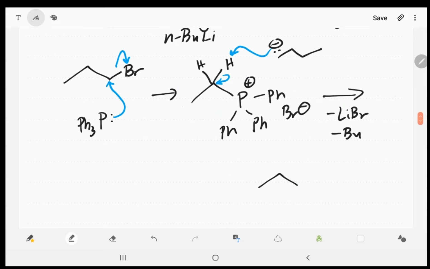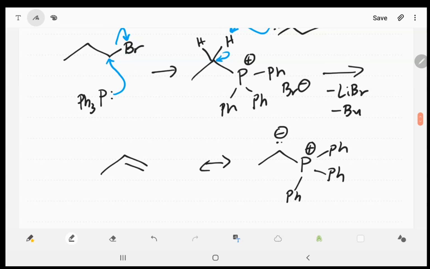And we end up with our reagent. So remember, again, this is the same thing resonance-wise as this. So that's how you'll make a Wittig reagent, is you'll just use some alkyl halide.